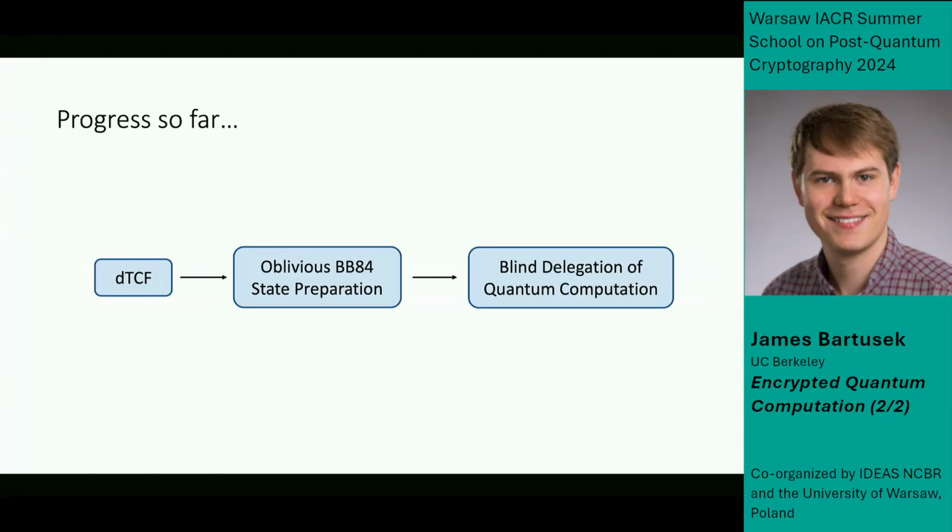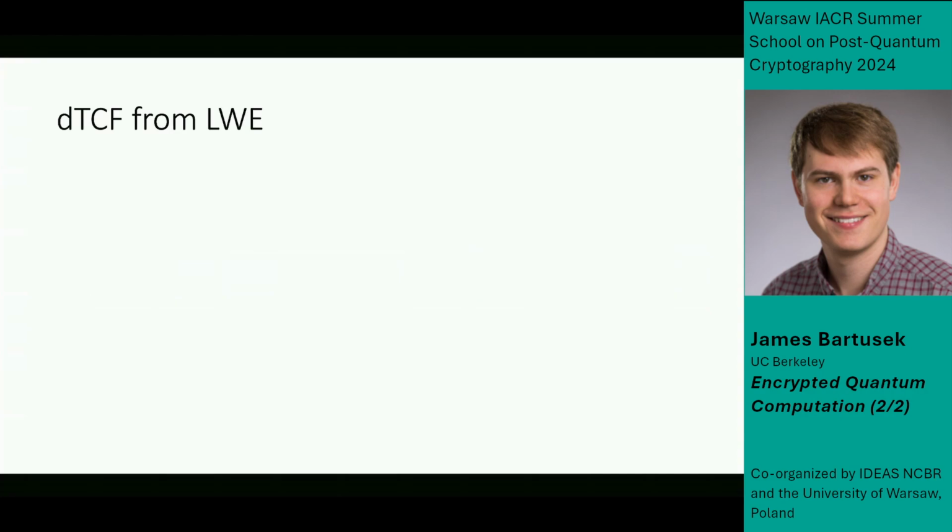So we ended with basically showing this series of implications, right? That we can start with any dual mode trapdoor claw-free function, use that to implement this oblivious state preparation protocol, and then show that that suffices to do blind delegation of arbitrary quantum computation, okay?